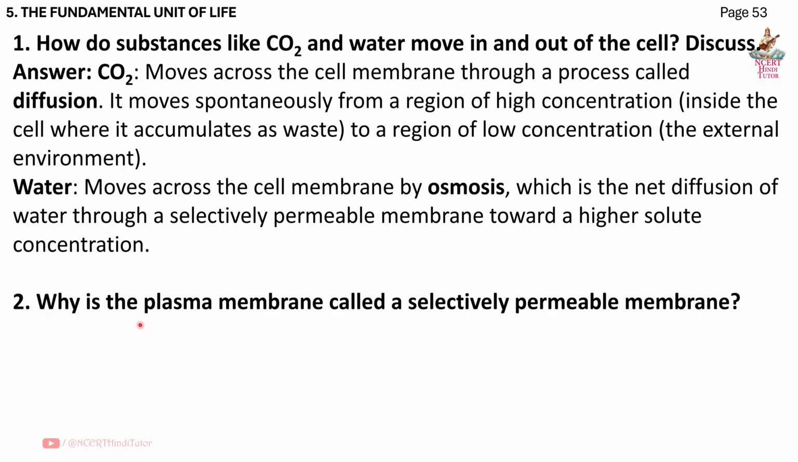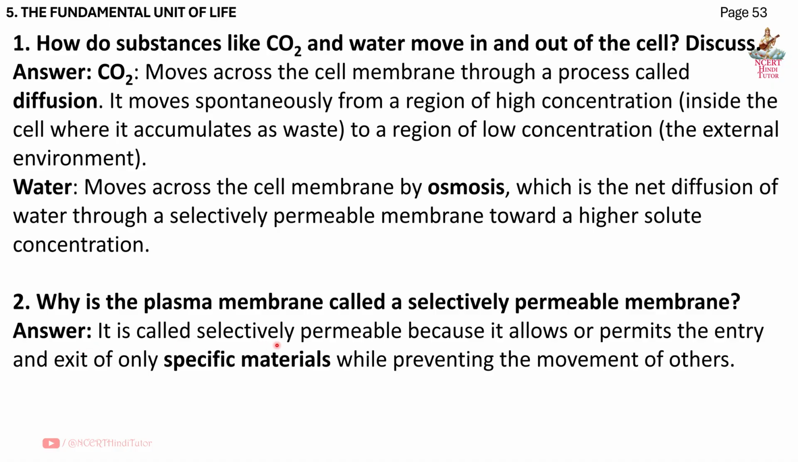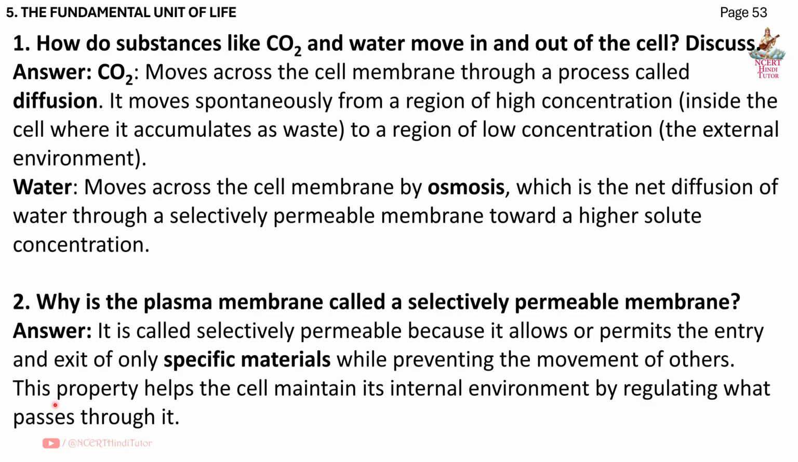Question 2. Why is the plasma membrane called a selectively permeable membrane? Answer. It is called selectively permeable because it allows or permits the entry and exit of only specific materials while preventing the movement of others. This property helps the cell maintain its internal environment by regulating what passes through it.